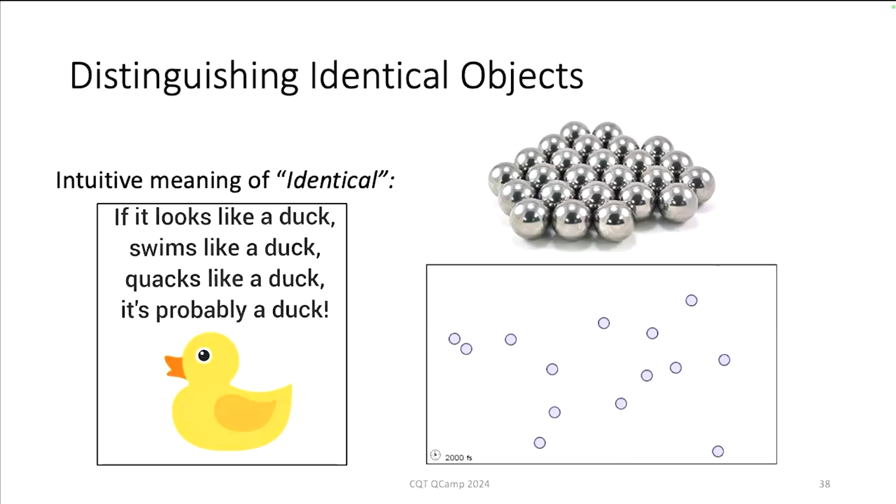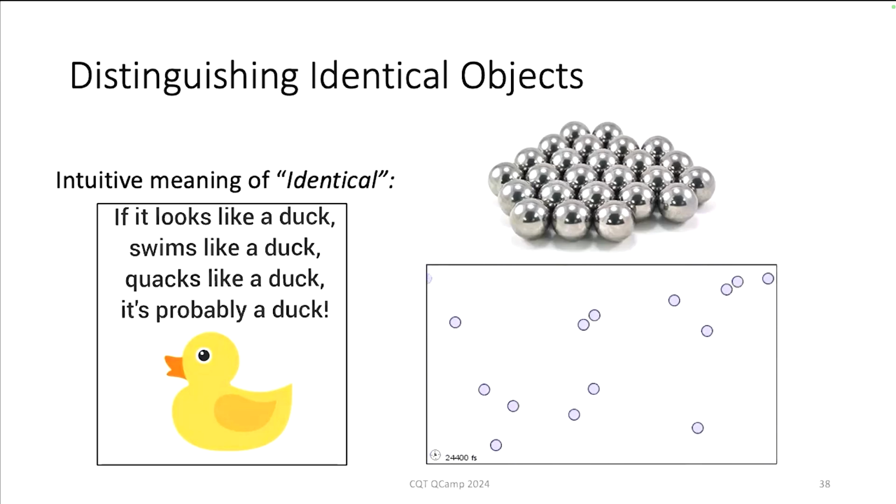If I have different balls running around, I can measure the position and the momentum of an object to tell it apart from other objects. For example, I can track this ball that's moving slowly. If I don't lose sight of it, I will be able to distinguish this ball from the others. That's what we mean by distinguishing identical objects.